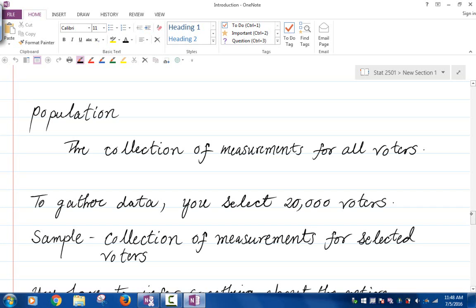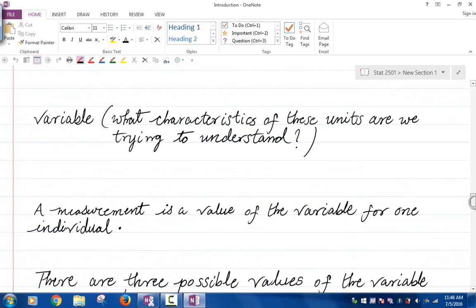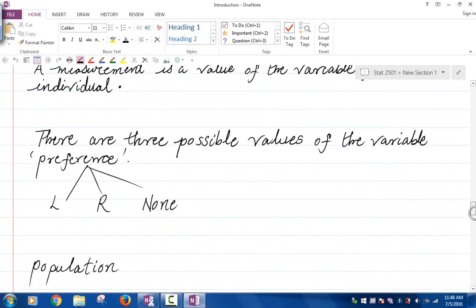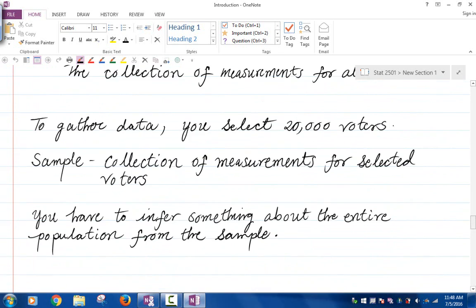A sample would be a sub-collection or subset of the population. And remember, we picked 20,000 voters, right? Hypothetically 20,000 voters. So how does the sample data look? The sample data basically looks like a bunch of L, R, and none, right? So you just basically have a list of L, R, and none. So that will be the 20,000 of them. That will be your sample.